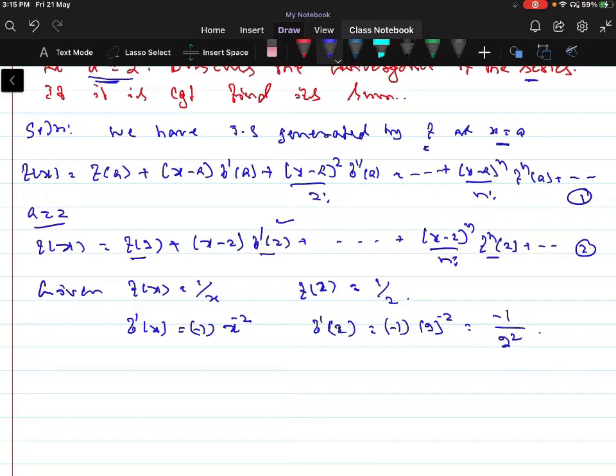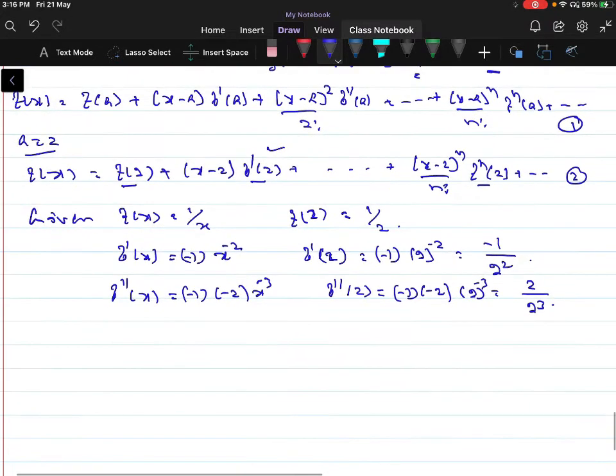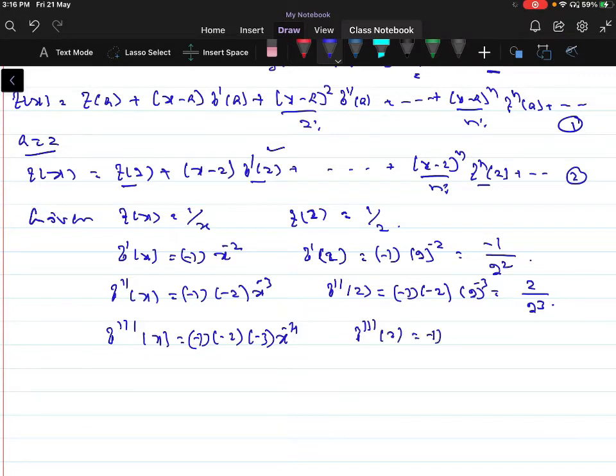Let us differentiate once again. f''(x) = (-1)(-2) x^(-3). So at x = 2, f''(2) = (-1)(-2) times 2^(-3), which can be written as 2/2^3. The third derivative of f is (-1)(-2)(-3) x^(-4). So f'''(2) = (-1)(-2)(-3) times 2^(-4), which can be written as -6/2^4.